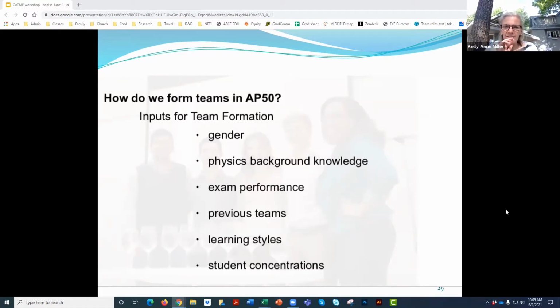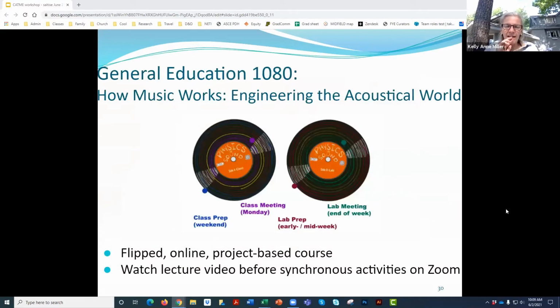Another course, if you go to the next slide, another course that we've been using CATME in is a general education course. So at Harvard, there are these courses called general education courses. They're sort of like breadth requirements in the Canadian system. Basically, they're like checking boxes. The students have to take a certain number of courses in each of these categories.